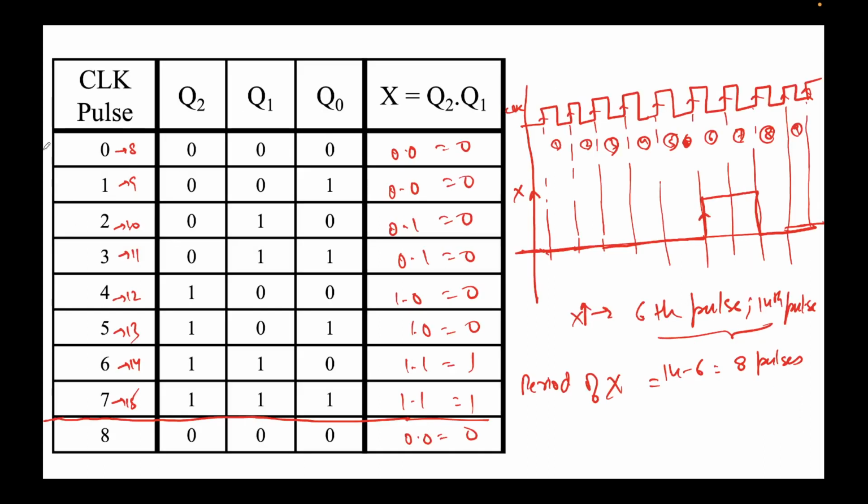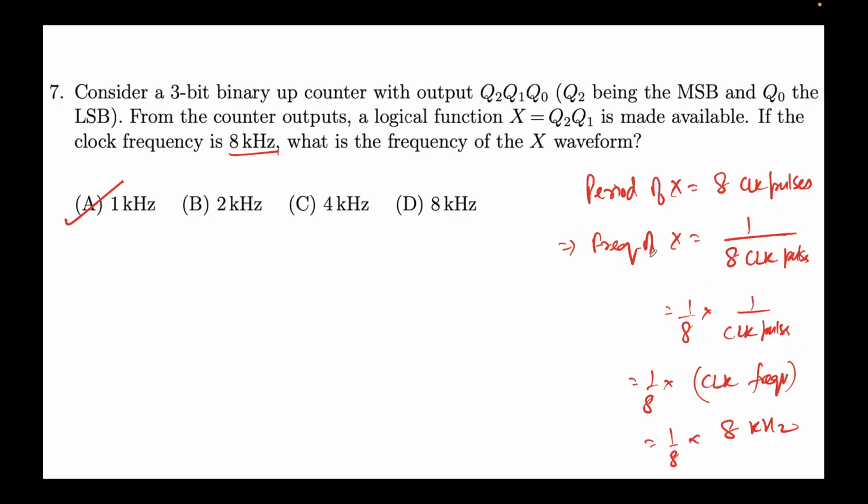Okay, so it's a very simple problem. We know the truth table for a 3-bit binary up counter, which is this, and then we just applied this logical operation x equal to q2 times q1. We obtained the waveform for that, and we saw it's rising at the 6th, right? The positive edge, 0 to 1, comes at the 6th, and then again it will come at the 14th, and then it will keep on repeating itself. So 6 to 14 means 8 pulses is the difference. That means the frequency is 1 over 8 clock pulses, and we simply obtain it by putting in the value of the clock frequency.